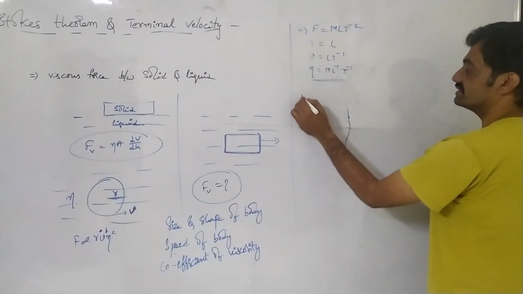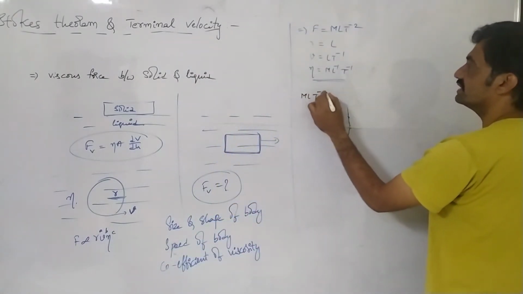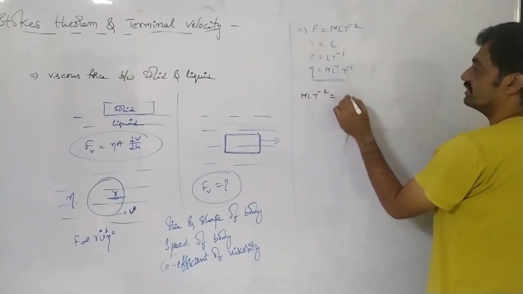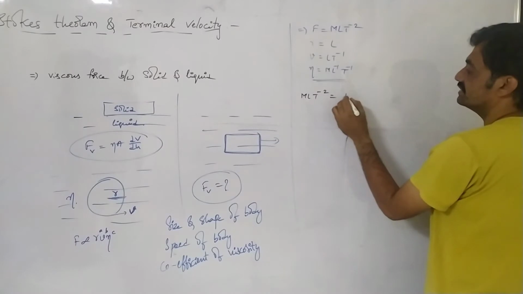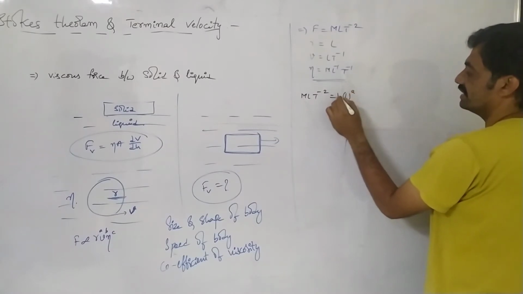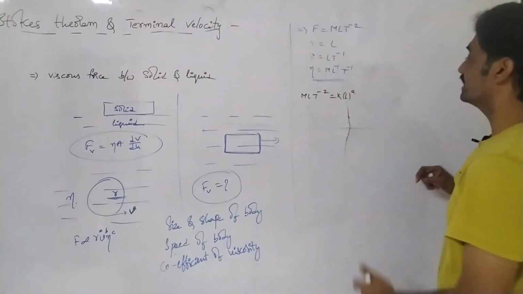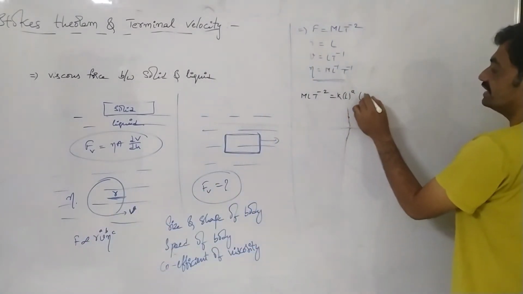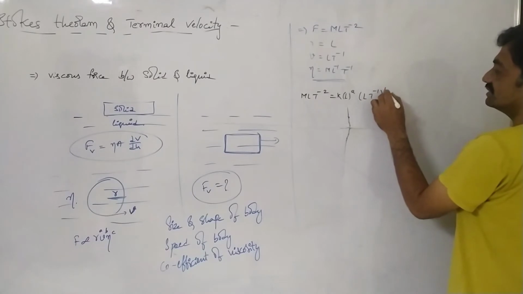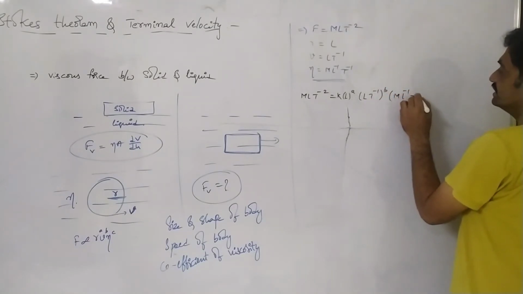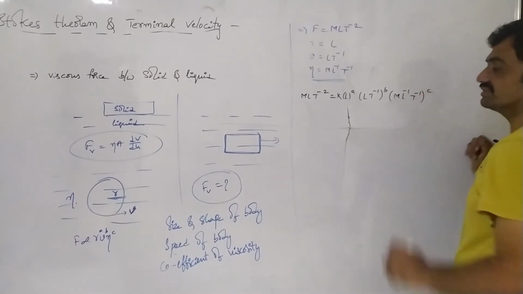Observe that when we substitute the dimensions, M L T to the power of minus 2 equals r to the power of a, that is L to the power of a, and in place of proportionality we add a constant k, so k L to the power of a, times L T to the power of minus 1 whole to the power of b, times M L to the power of minus 1 T to the power of minus 1 whole to the power of c.